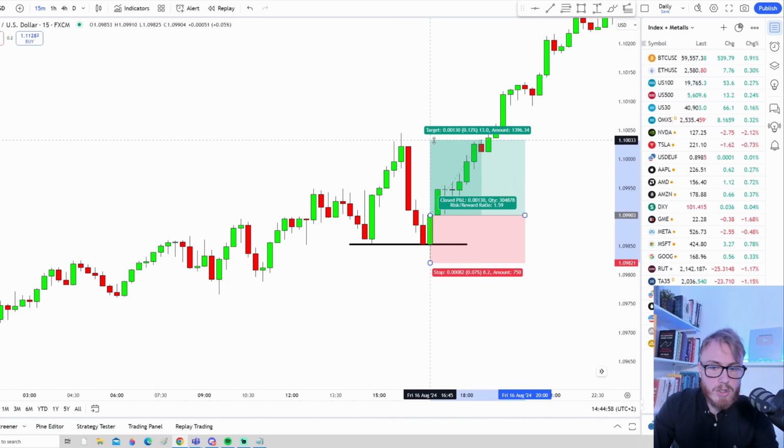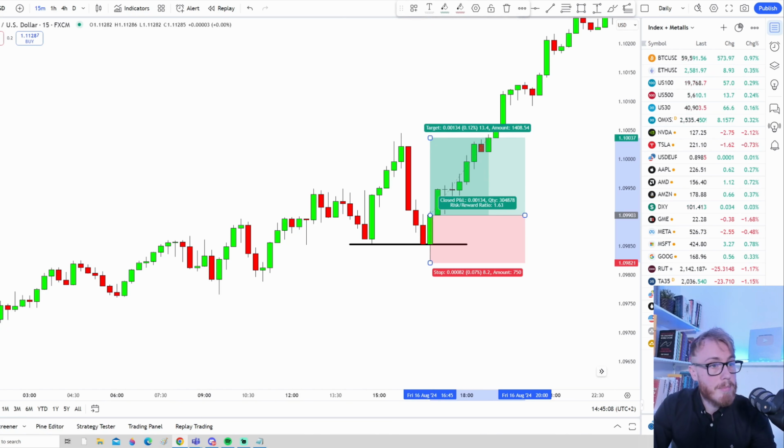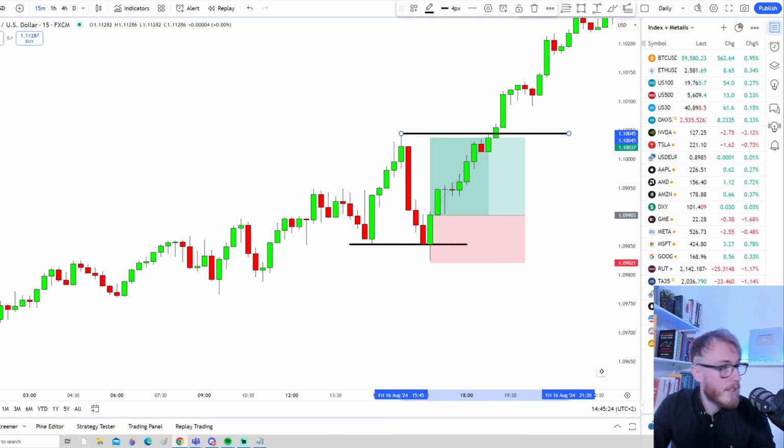But what about the target level right here? Well, when it comes to target levels, it's not as clear where exactly to set your target, and it can vary on a case-by-case basis. One method to place your target here is to set it just below the high of the uptrend. So right here we have the high of the uptrend. This is the high we need to break here in order to create the next break of structure and in order to maintain the uptrend.